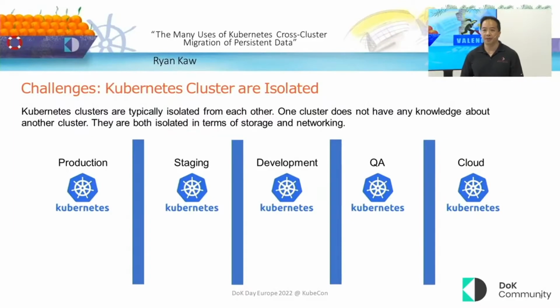But the challenge really is that Kubernetes clusters are isolated. If you look here, you might have a production environment and a staging environment, and these clusters don't have any knowledge of each other whatsoever. They're both isolated in terms of storage and networking.